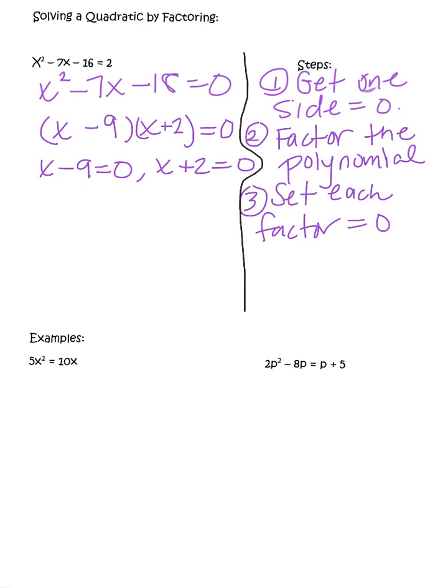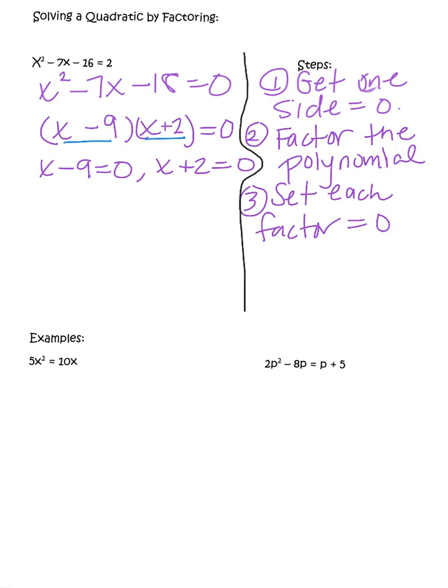The reason I'm able to do that is, if I multiply two things and get 0 out, just think about when you multiply: if you ever multiply two things and get a 0, one of those things had to have been a 0 to begin with. That's the only way you could get a 0 by multiplication. So if x minus 9 times x plus 2 equals 0, then either x minus 9 is 0 or x plus 2 is 0. One of those has to be equal to 0.